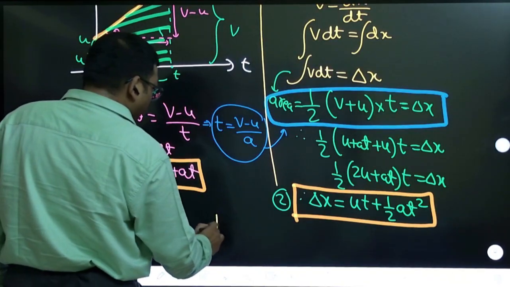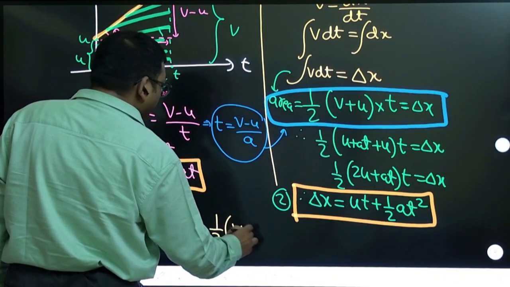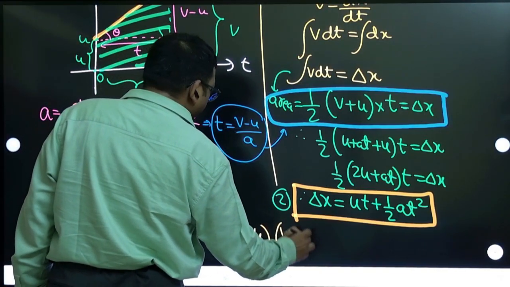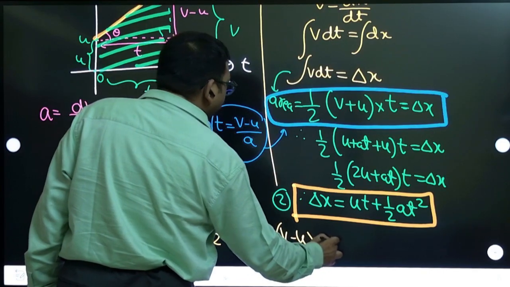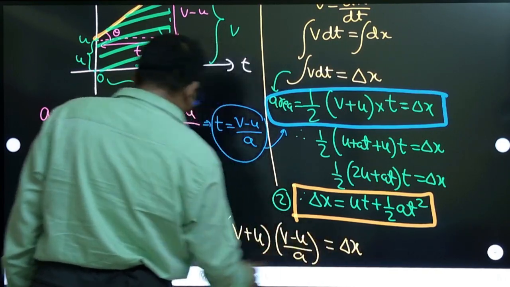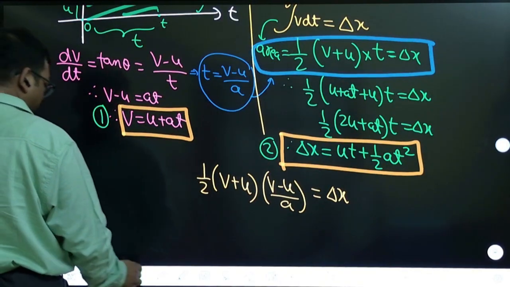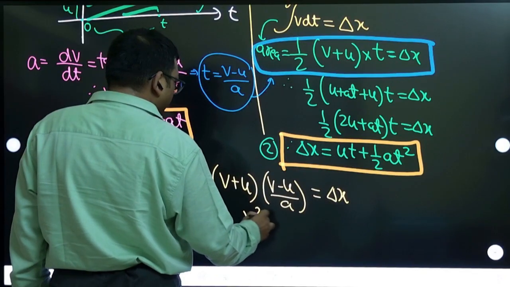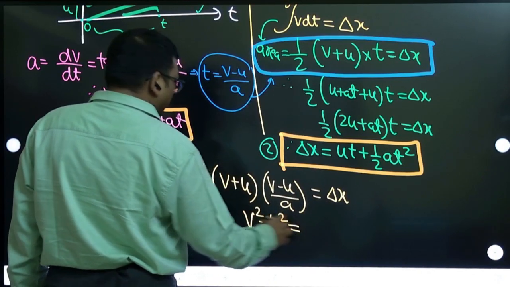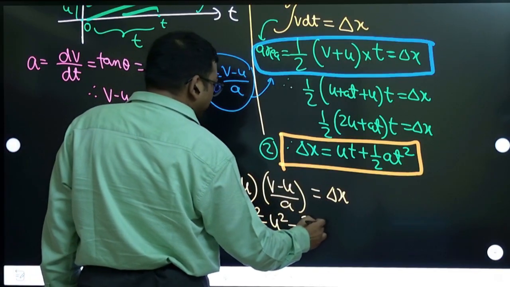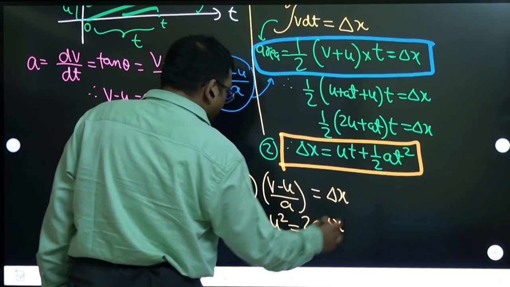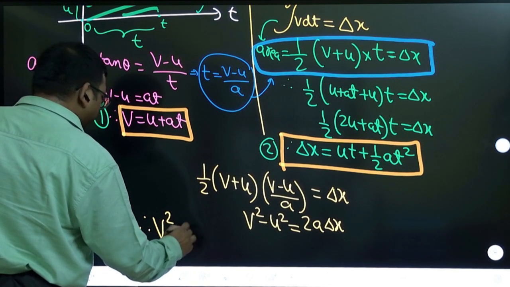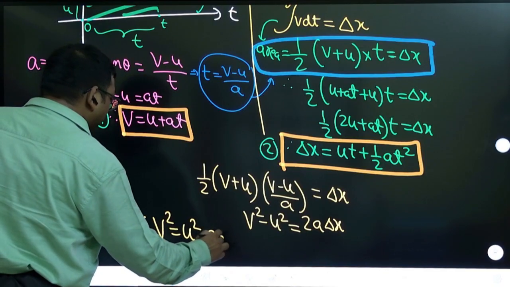So half into v plus u, and time I will substitute as v minus u by a, and this is displacement delta x. Now you simplify this. What do you get? a plus b into a minus b becomes a square minus b square, and 2a in the denominator, you take that side, 2a delta x. That's how you get the third equation, v square equals u square plus 2a delta x.